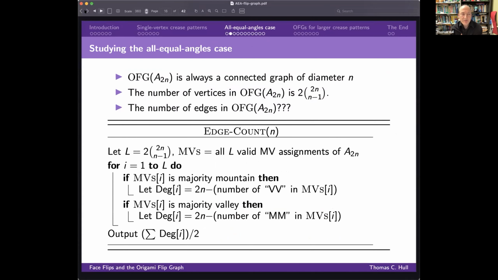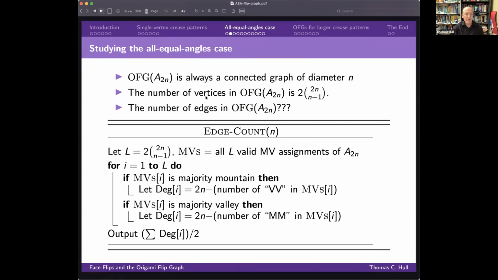So we discovered a bunch of things about the all equal angles case. First of all, we were able to prove that the origami flip graph in that case is always connected. That is not always true about single vertex crease patterns. They're not always connected graphs. Sometimes they're disconnected, and that's another thing that's kind of interesting. And they have diameter n. The diameter of a graph is the length of a longest path in the graph. Like, how far away can two vertices be from one another? It turns out that the diameter of that graph is n.